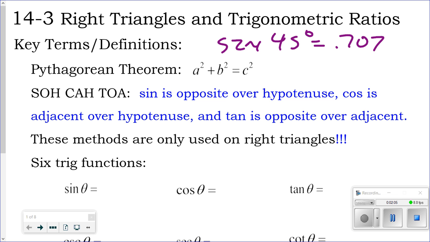I think it's 0.84 something, but I can't remember exactly. If you're in the wrong mode, you need to be in degree mode. If you take the sine of 45 and you get 0.707, then you are in degree mode and everything's good. If you're getting something other than 0.707, you're in the wrong mode and all your answers will be wrong. You're in radians and all your answers will be wrong.